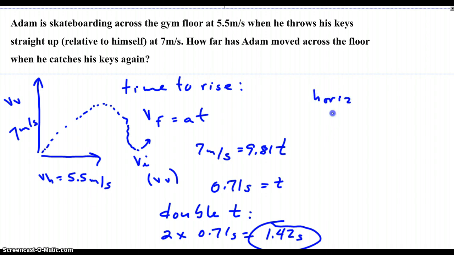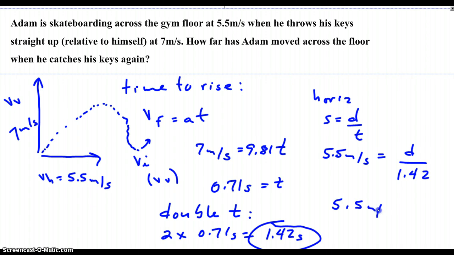Horizontally, speed equals distance divided by time. Adam's speed is 5.5 meters per second horizontally. The total time that the keys are in the air is 1.42 seconds. So if we cross multiply, the distance that Adam travels turns out to be 7.8 meters. Let me correct that mistake here. D equals 7.8.